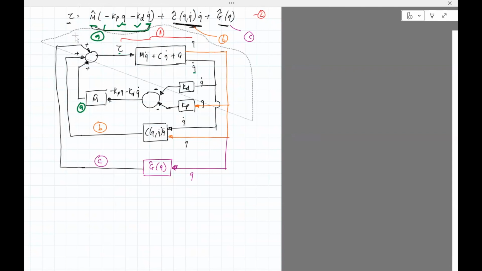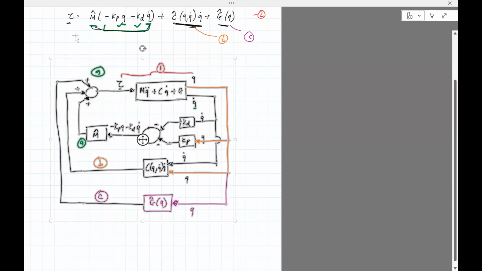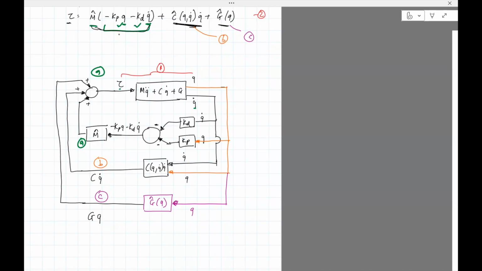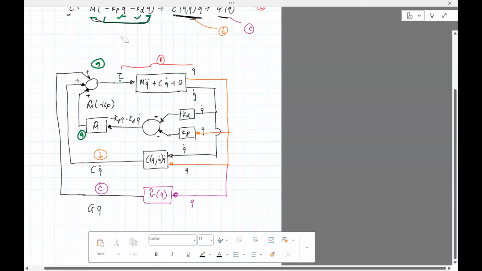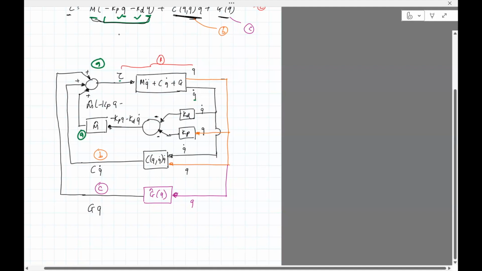Let me move this a little bit around. There's no clutter. What comes out here is C times q dot. What comes out here is G times q. What comes here is M hat minus Kp q minus Kd q dot.